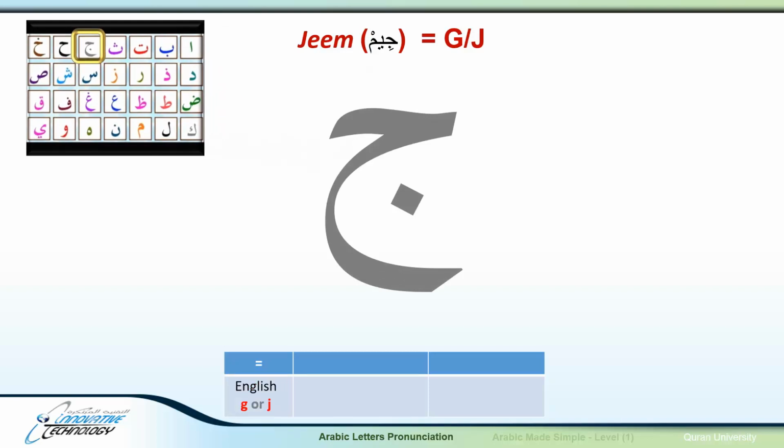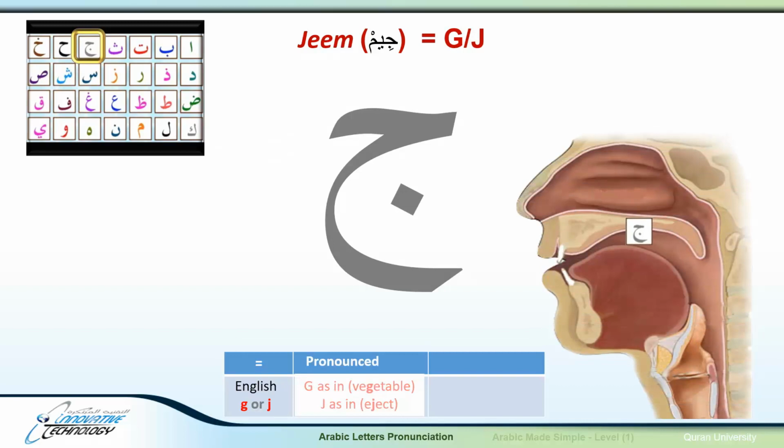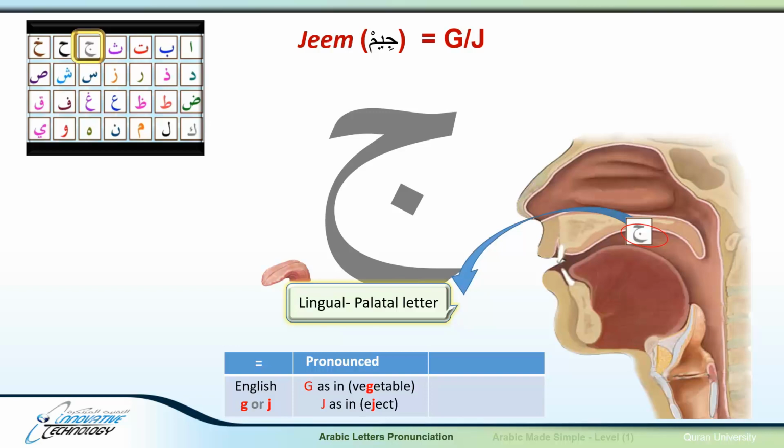A very important note is to realize that the G could occasionally be pronounced as a hard G, which has no similar letter in Arabic. Our comparison with the English G is when the English G is pronounced as j and not as a hard G. Like the G as in vegetable or J as in eject. It is articulated at the wide area of the mouth between the tongue and the hard palate. For this reason, we classify the jim as a lingual palatal letter.